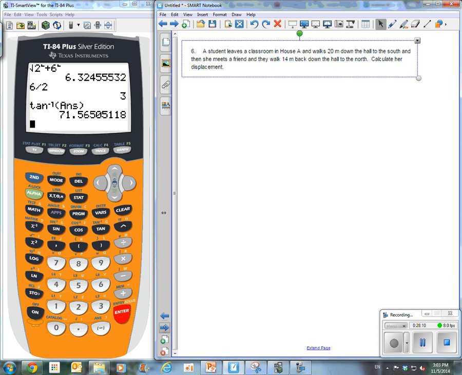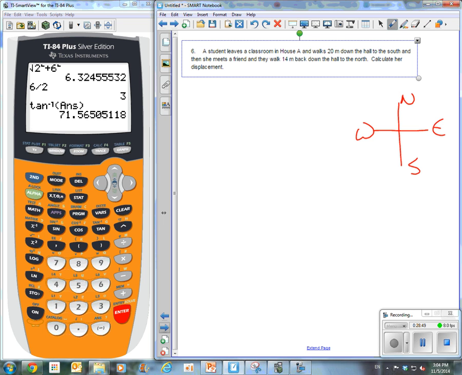Okay, so hopefully you've taken the time to do questions 6 through 13. And here's what we are going to do now: we are going to look at the answers to these questions, make sure that we got them correct so we have a solid understanding. So 6 says a student leaves a classroom in house A and walks 20 meters down the hall in the southern direction when she meets a friend, and they walk 14 meters back down the hall to the north. Calculate their displacement. So I need my coordinates here.